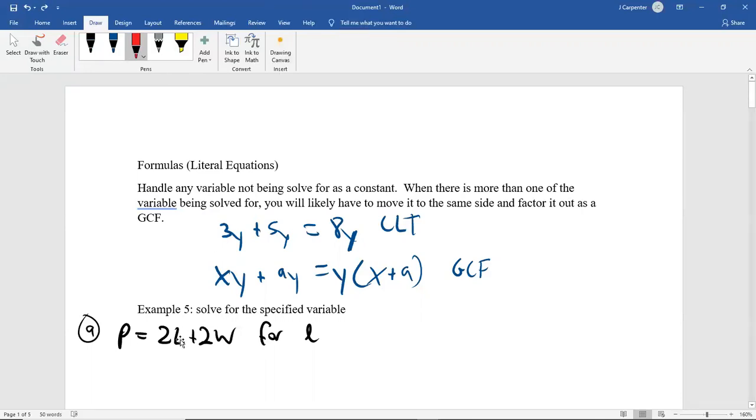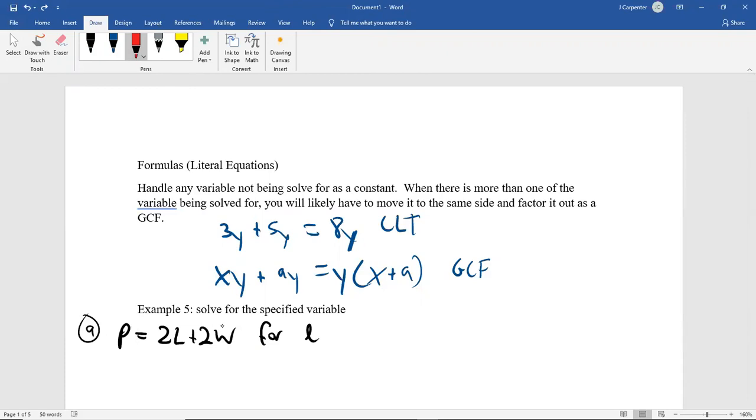So that's the variable we're solving for. Everything else counts as a constant. This P, I can in my head pretend is a 10, just don't execute it as a 10. This 2 times W, I could pretend that's another constant. So you still need to follow those 4 rules: distribute, combine like terms, clear fractions, move things from side to side, then divide by the variable at the end.